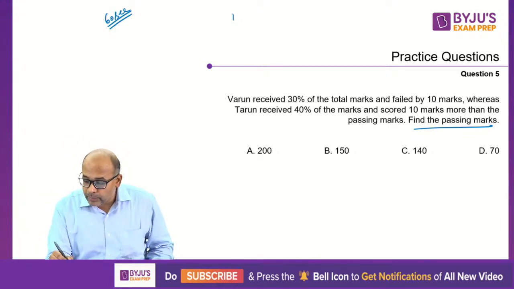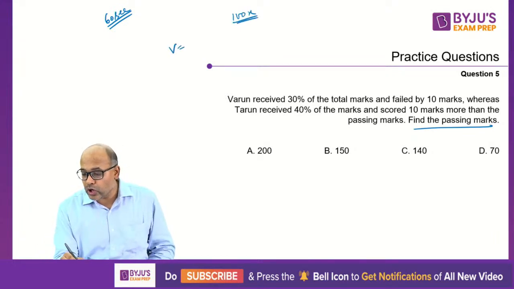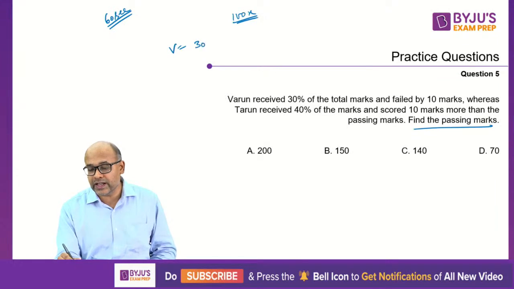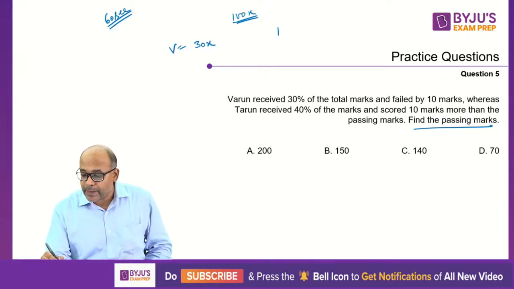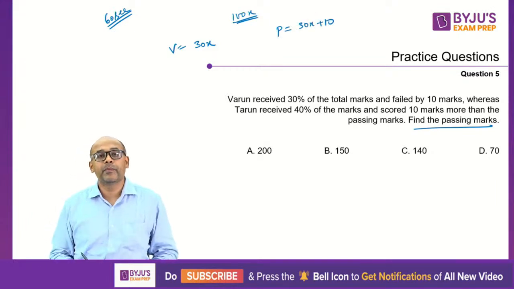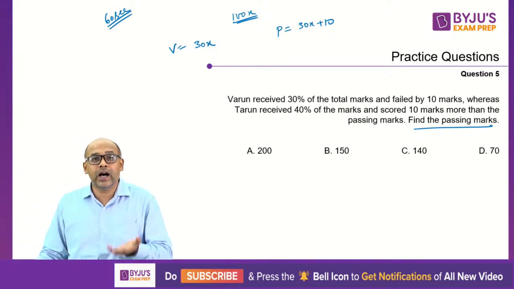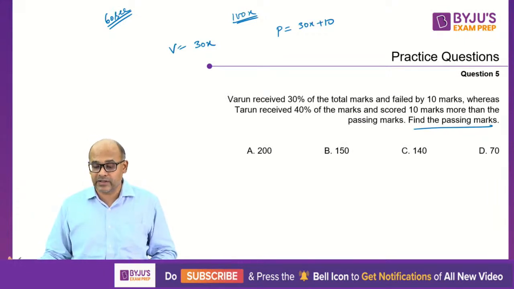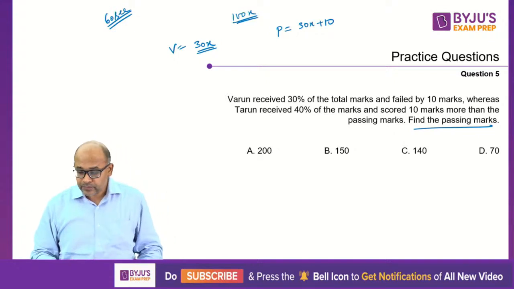So let us say the total marks are 100x. Varun got 30% of this, so he got 30x, and he failed. So let's say pass mark should be 30x plus 10, because if 10 more marks had come, then Varun would have passed. But he did not get those extra 10 marks. So whatever his marks are, add 10 to it, that is the pass mark.